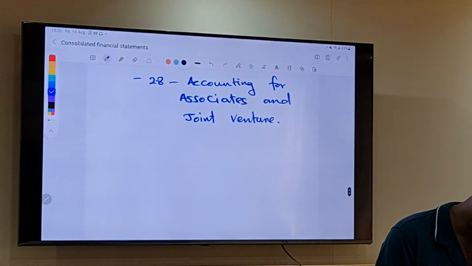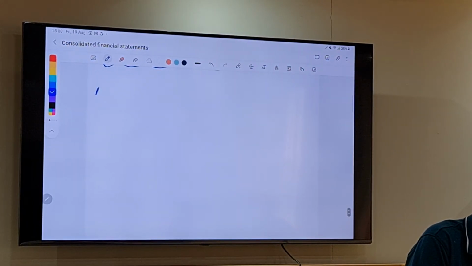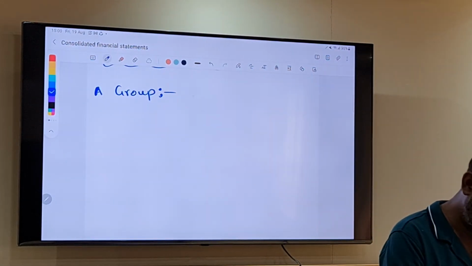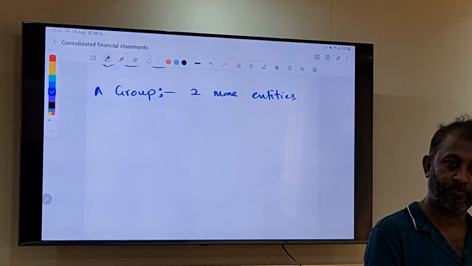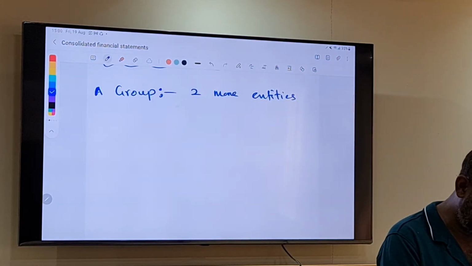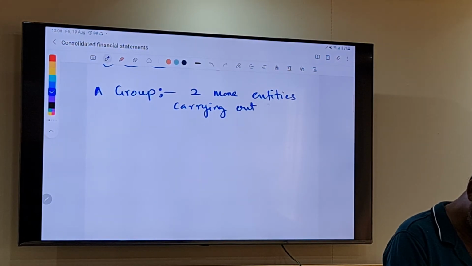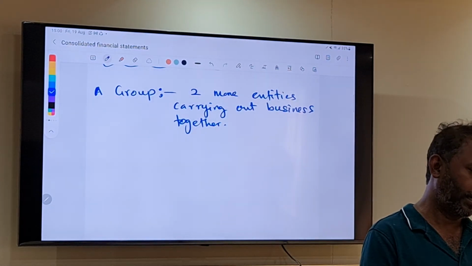Then we need to understand a group. What you mean by a group is 2 or more entities carrying on business together.